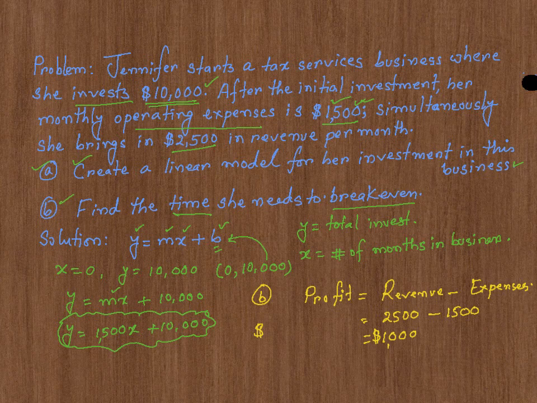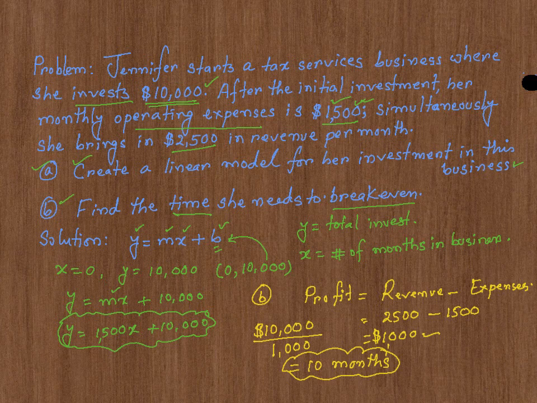However, she invested $10,000 initially. So if she makes $1,000 every month, how long is it going to take for her to make $10,000? So you take 10,000 and divide it by 1,000, which gives you 10. She'll need 10 months to recoup her investment. And that's what it is.